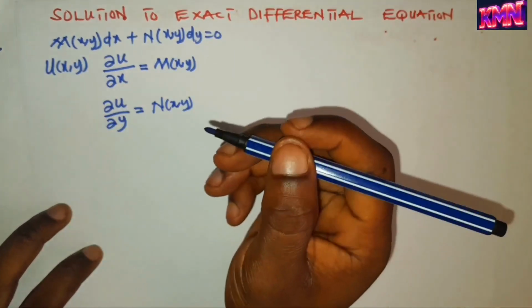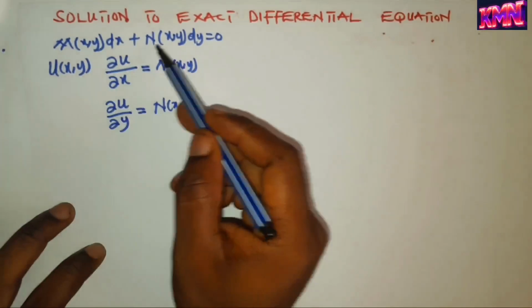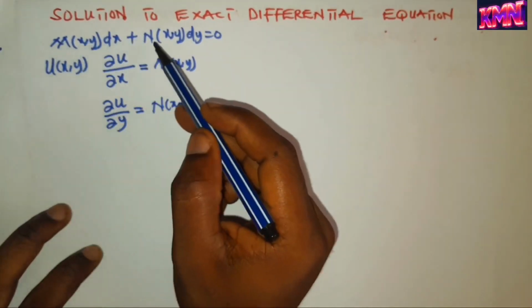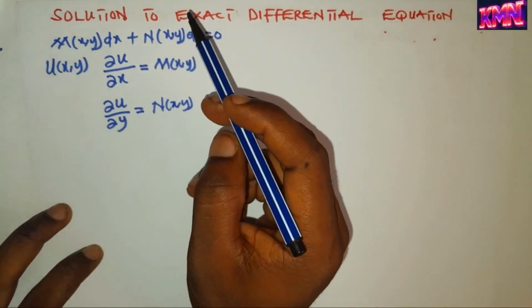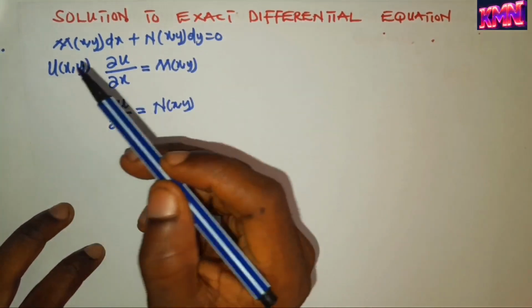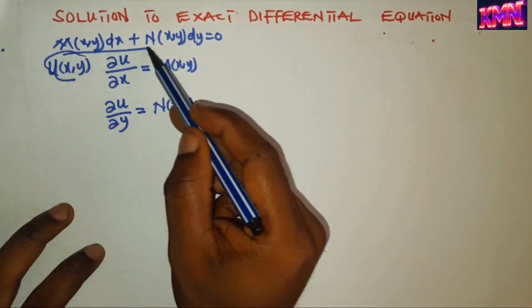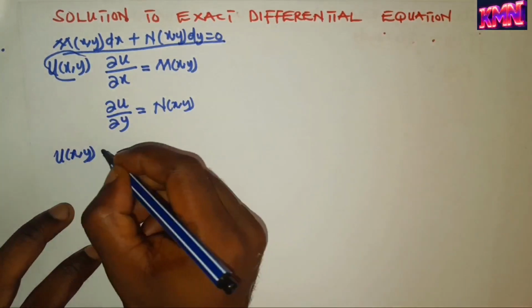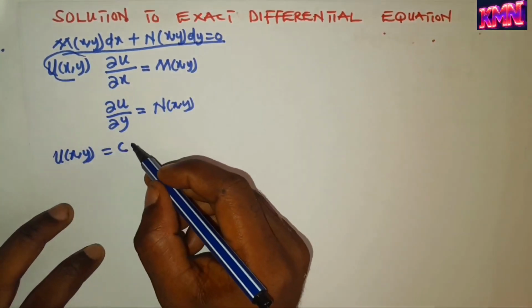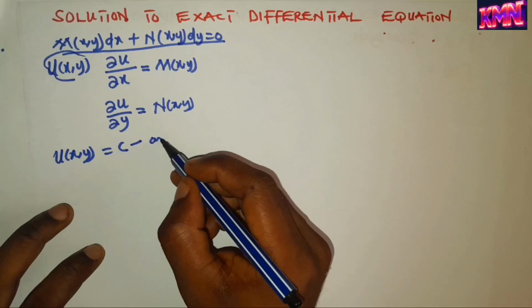What this means is that the given equation, M(x,y) dx plus N(x,y) dy equals 0, represents the total differential of u(x,y). And we can solve this equation by finding u(x,y) equals c, where c is just an arbitrary constant.